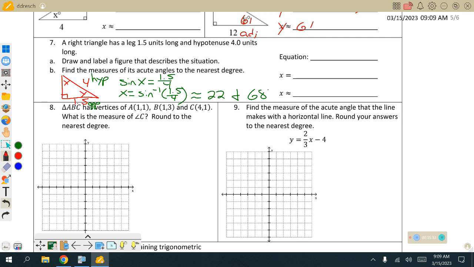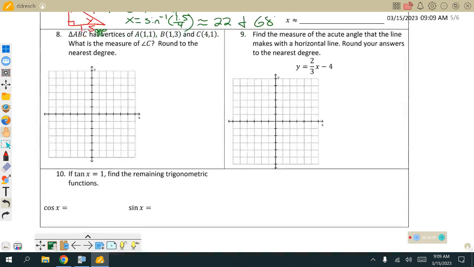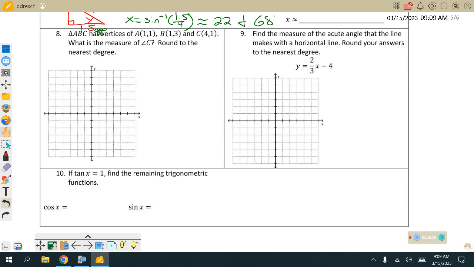All right, let's go with the next one, number 8. Sketch it out. Let's go back to our corner grid stuff. Go back to our corner grid.